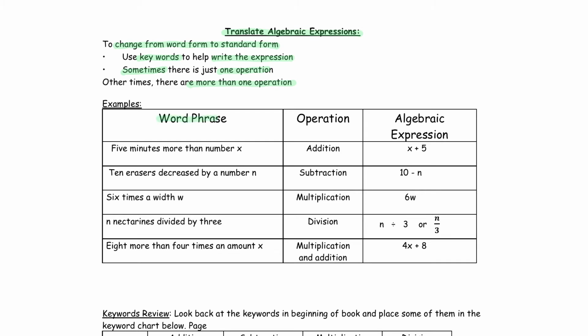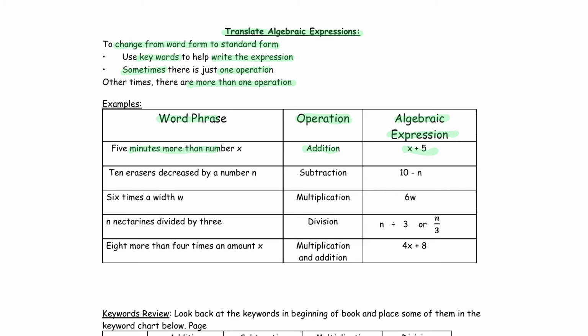This is the column for word phrases. This is the operation. So when you're reading these, you want to think about the operation. And then the algebraic expression, that would be your number phrase or letter phrase with a combination of numbers and letters. First example, 5 more than the number x. Think about that. More than. What operation is that? It's addition. So what would that look like? It would be x plus 5. Okay? Next one.